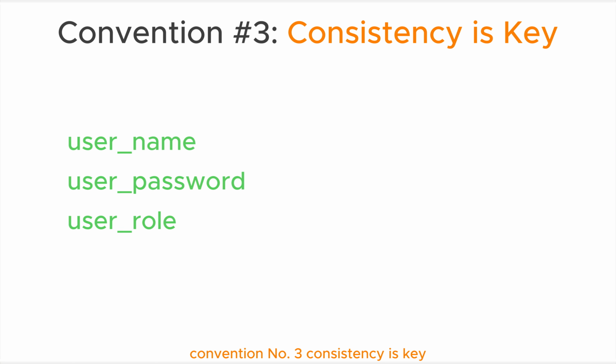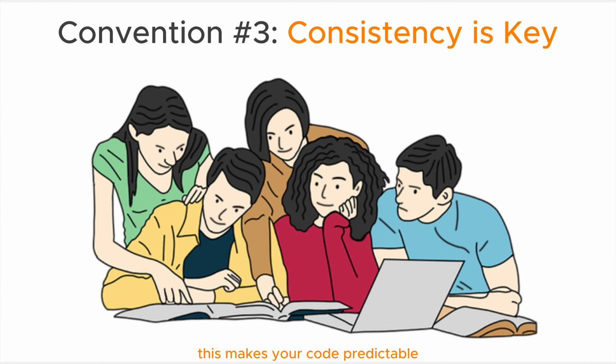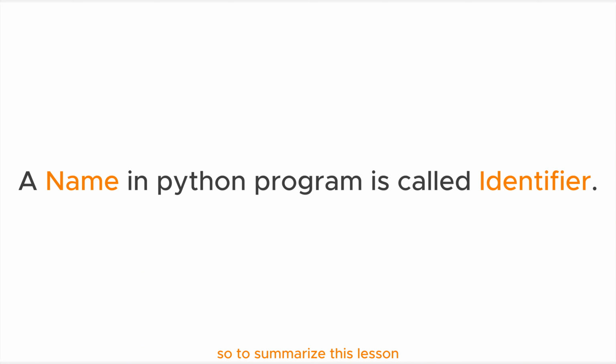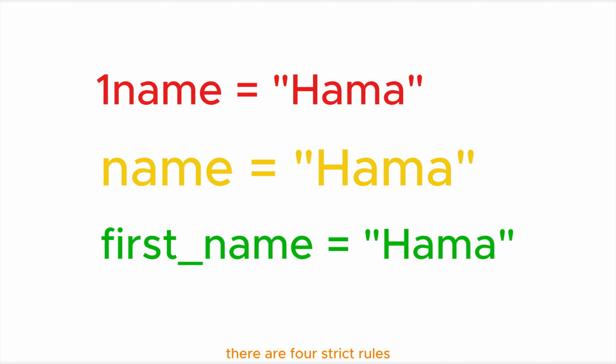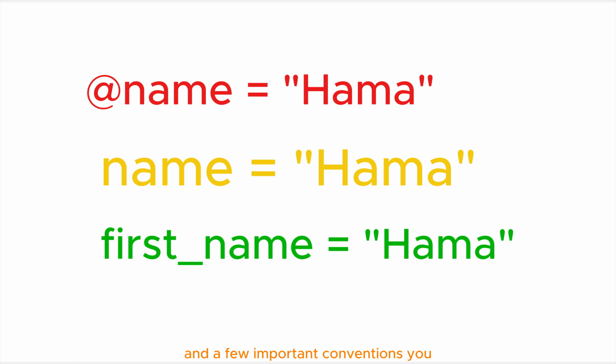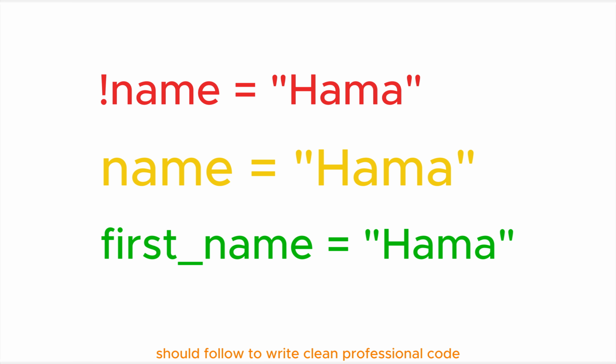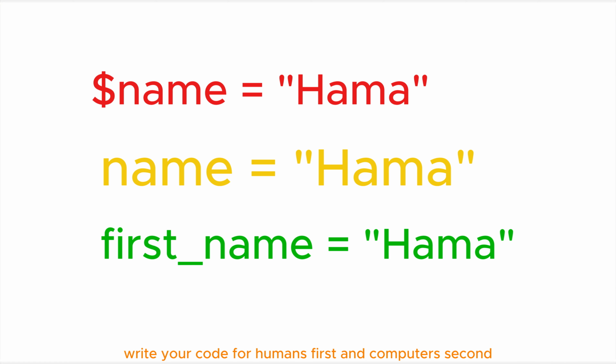Convention number three, consistency is key. The most important thing is to be consistent throughout your entire project. If you start with snake case, use it everywhere. This makes your code predictable and easy to read for you and for others. So to summarize this lesson, identifiers are the names we give to things in our code. There are four strict rules you must follow to avoid errors, and a few important conventions you should follow to write clean, professional code. Always remember, write your code for humans first and computers second.